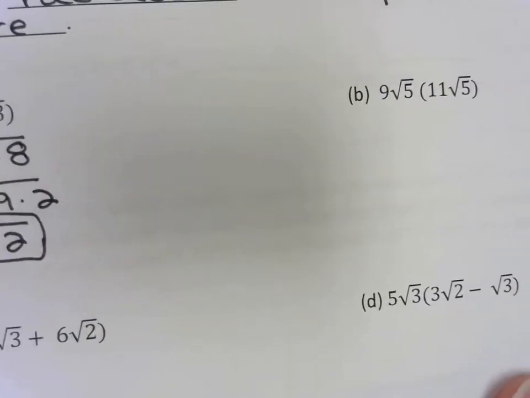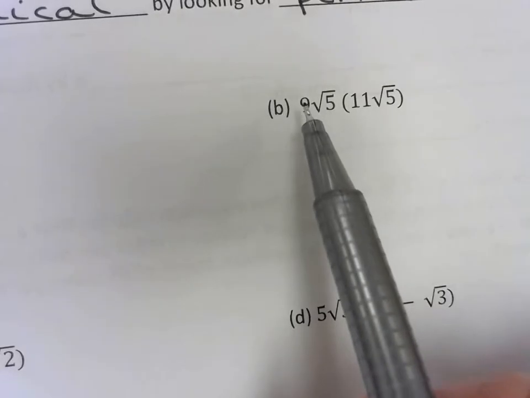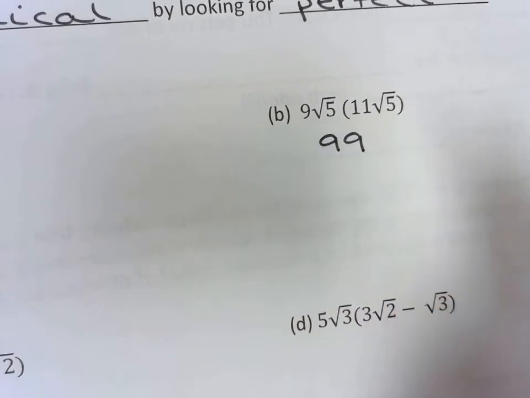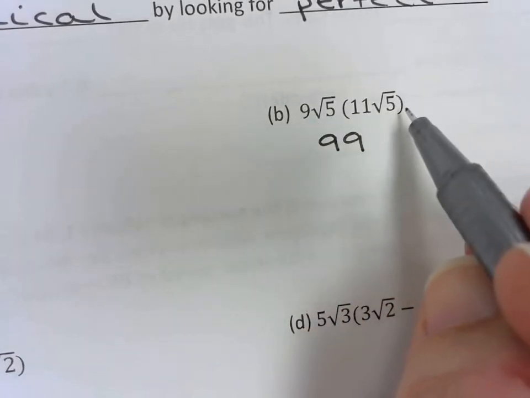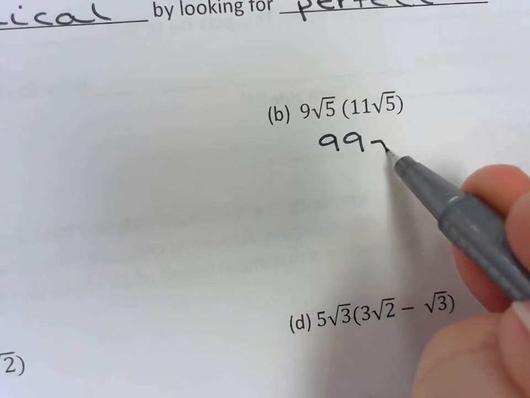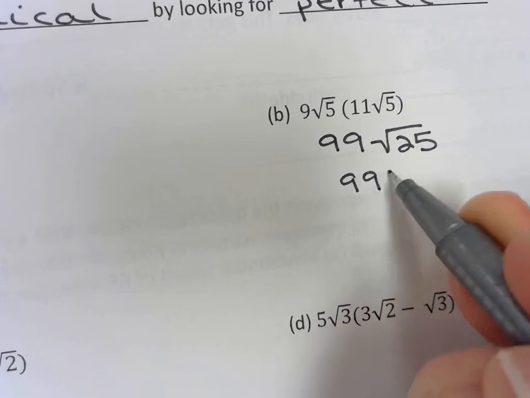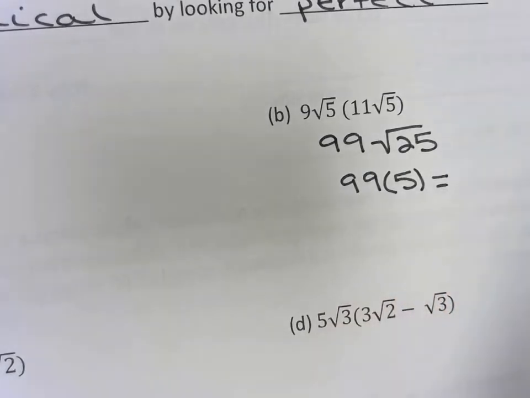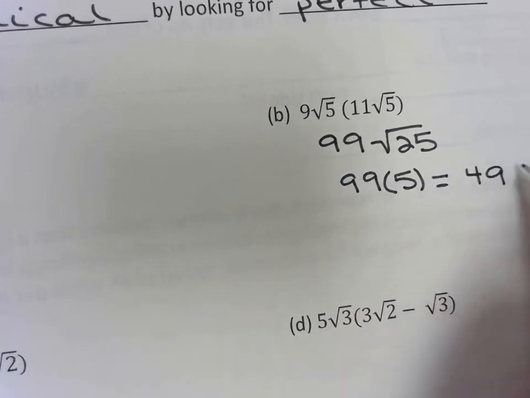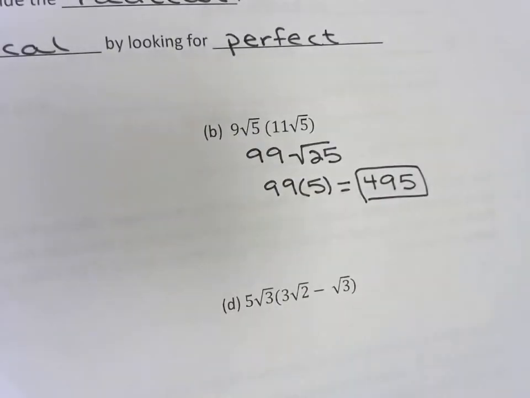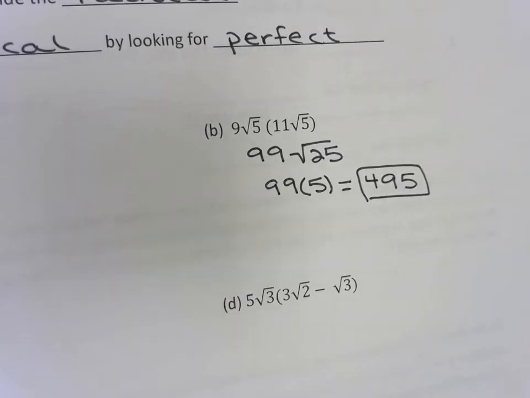Okay, let's look at the next one. Multiply the numbers on the outside together. So 9 times 11, 99. I gave you the hint. Square root of 5 times the square root of 5 is the square root of 25. And what is the square root of 25? That is 5. So 99 times 5, which is going to be 495. Now you could have, right off the bat, and I told you this Monday, anytime you're multiplying with the same number underneath, your answer is just that number. Or you could write it as the square root of 25 and then go from there. It doesn't really matter.